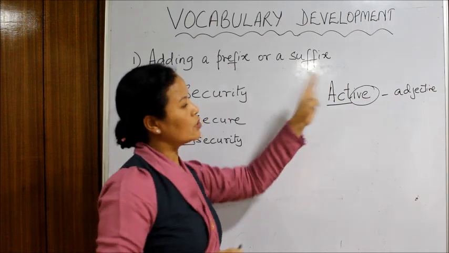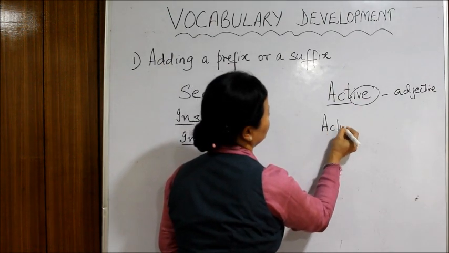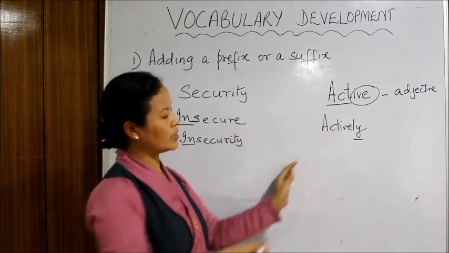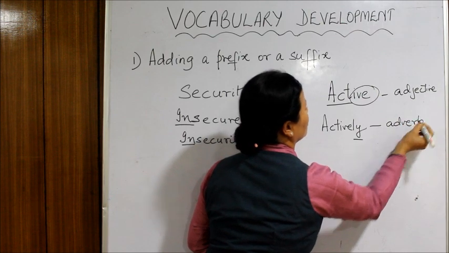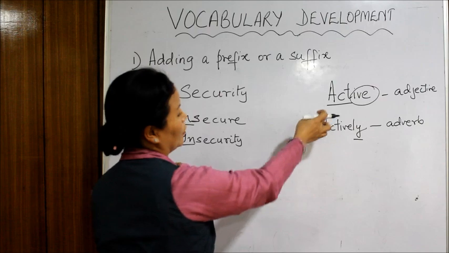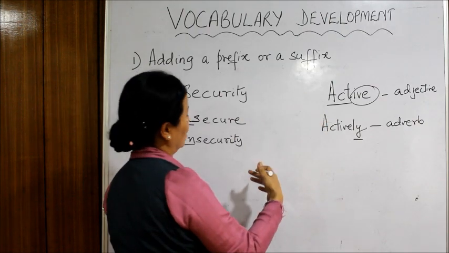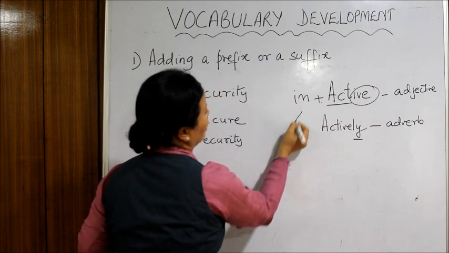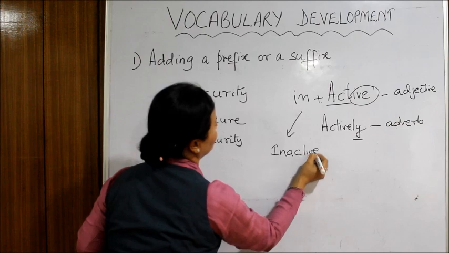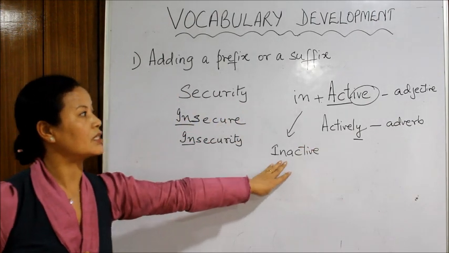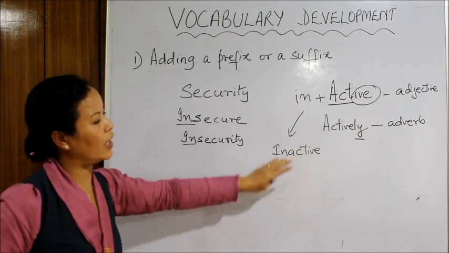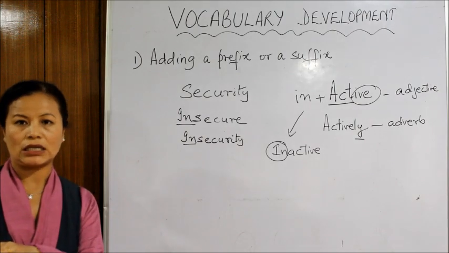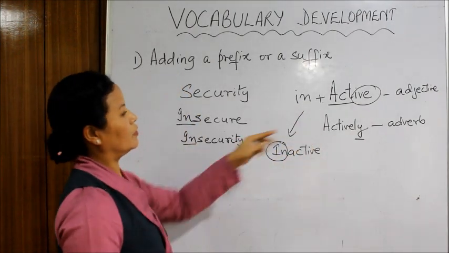So act, active. In the same way, again if we add ly, this suffix, on active, the adjective changes into an adverb, actively. In the same way, we can add a prefix to active. If we add in, then this becomes inactive and the meaning of the word changes. Inactive is an adjective, but it is the opposite of active. So we also need to remember this prefix in usually changes the meaning. So active, inactive, actively.